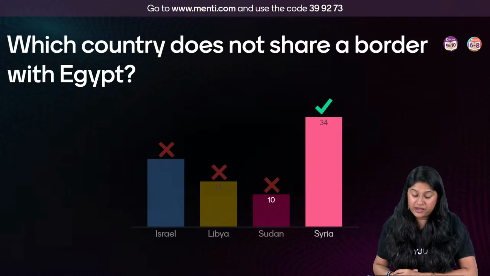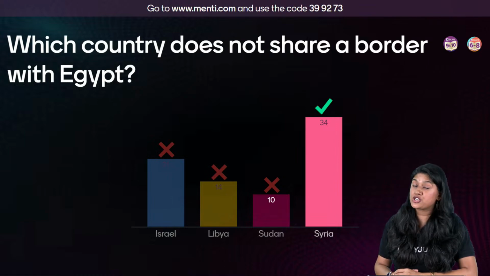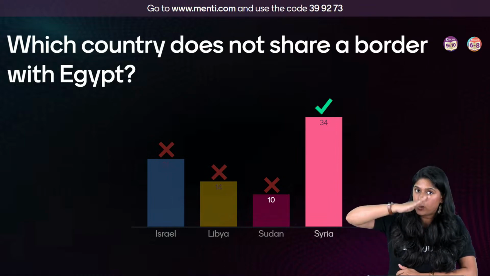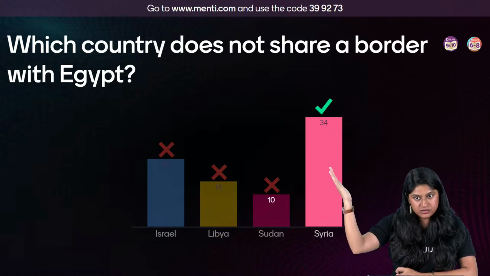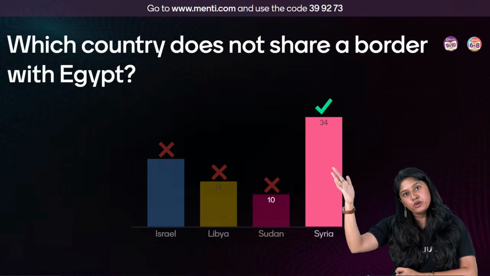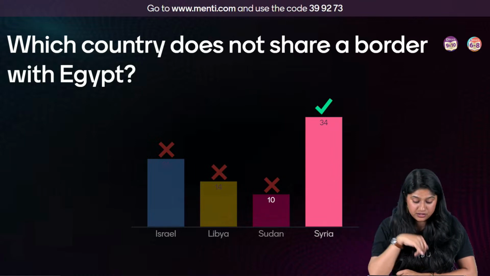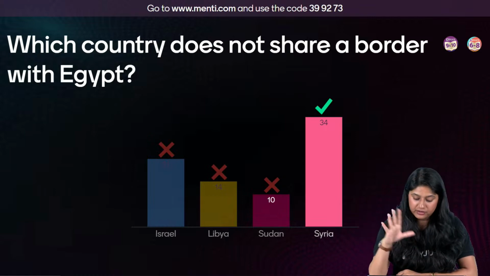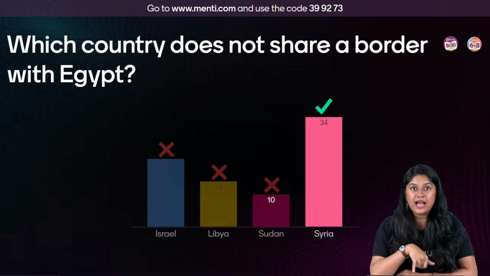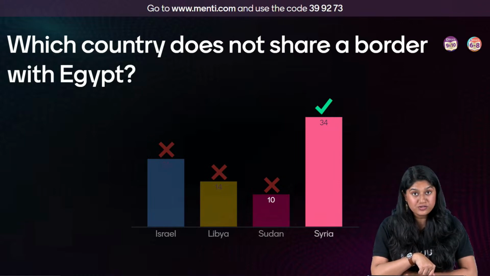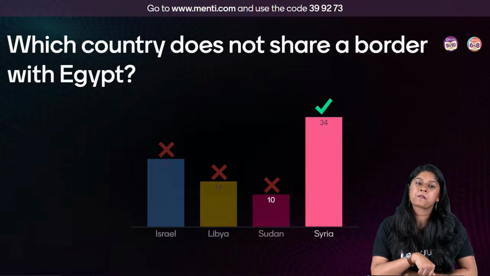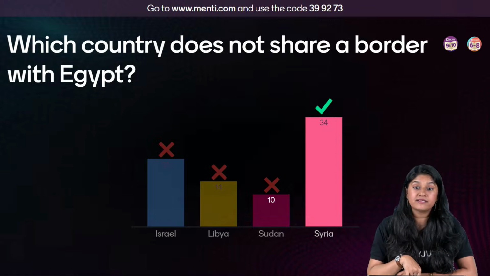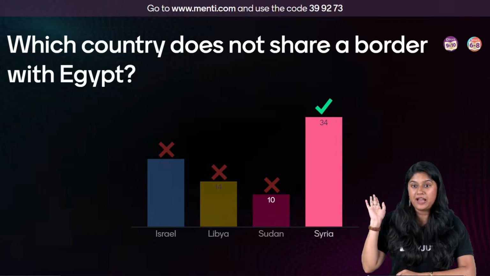Awesome. The correct answer over here is Syria. So Egypt does not share the border with Syria, which is of course in the Middle East, Middle East countries we usually say, right? And Israel of course is on the right side, which is not again a part of Africa. Libya and Sudan are a part of the African continent and they share the boundary. Israel also shares a border with Egypt. Syria does not share the border. Among these we have the answer.